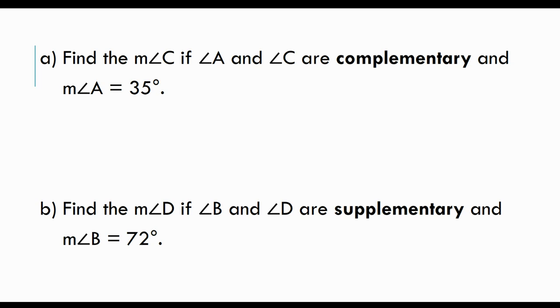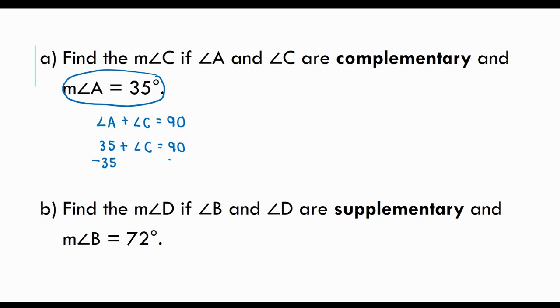All right, in this first problem at the top, it says find the measure of angle C if A and C are complementary angles and the measure of angle A is 35 degrees. So remember, complementary means that 2 angles add up to 90. So if I know that angle A plus angle C equals 90, and I'm given that the measure of angle A is 35, well then 35 plus angle C equals 90. I just have to subtract 35 from 90, and that's going to get me the measure of angle C. 90 minus 35 tells us that that angle has to be a 55-degree angle.